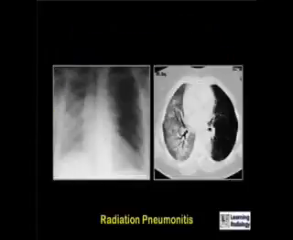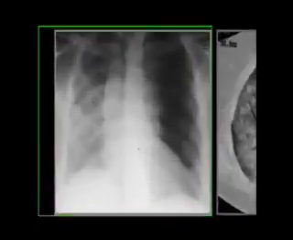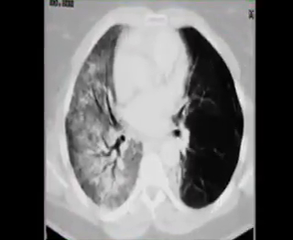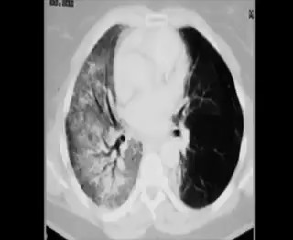This is an example of radiation pneumonitis in the right lung in an individual who was being treated for breast carcinoma with external radiation. On the conventional radiograph, you can see that there is airspace disease in the right lower lobe. And on the CT scan, there is a dense ground glass pattern with air bronchograms seen in the right lung.